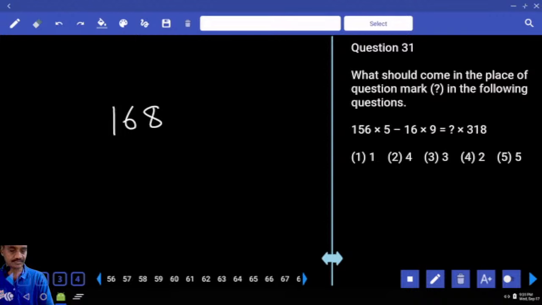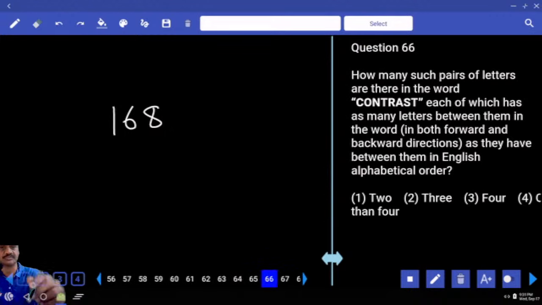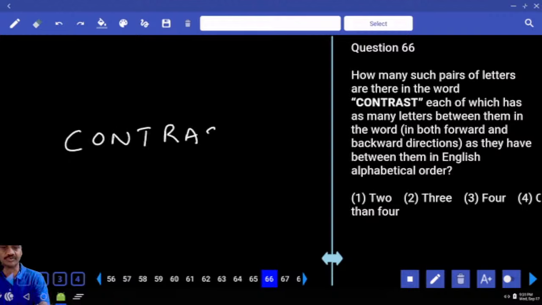66 onwards come under the reasoning section. Now coming to question number 66. How many such pairs of letters are there? What is the word we have? Contrast. Contrast is the word we have.